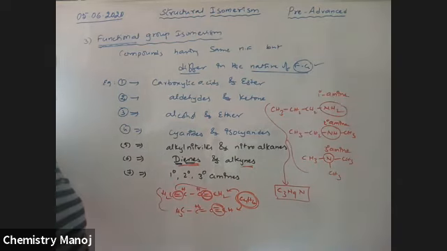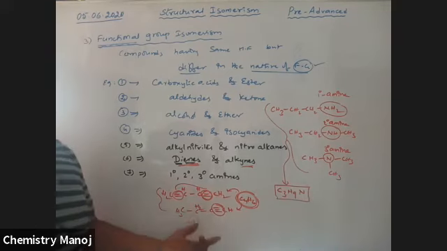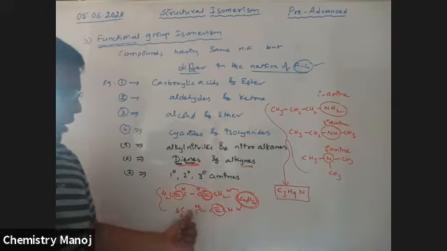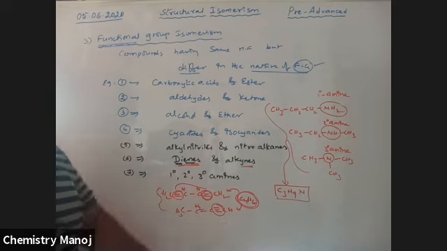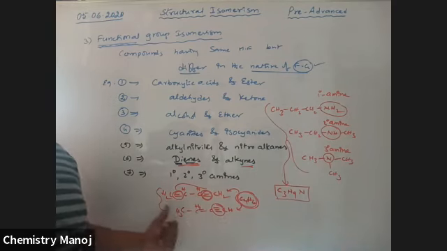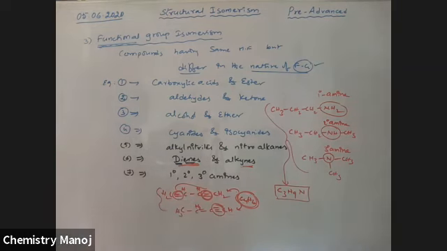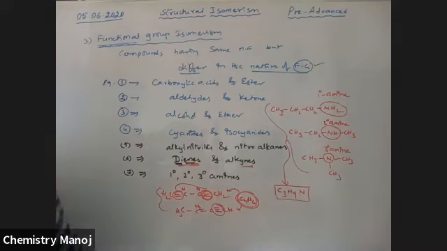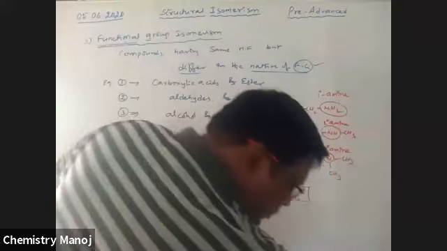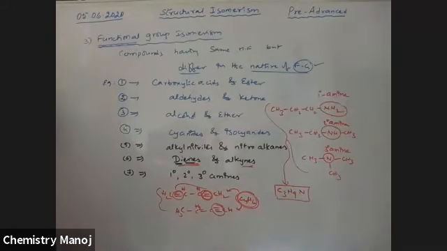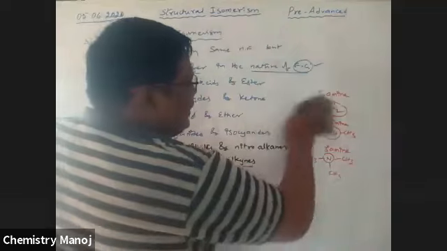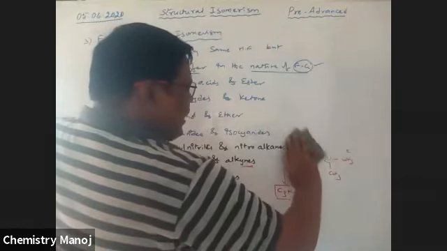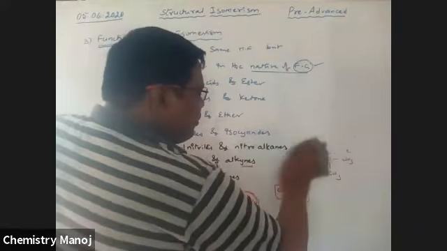Yes, no doubts. You should use it anywhere. The double bond may be here or here, whatever it may be. So one triple bond and two double bonds are considered as functional isomers. Okay. These are some classes of compounds. Next, aldehydes and ketones. Along with aldehydes and ketones, there is another class of compounds which are also functional isomers. What are those?